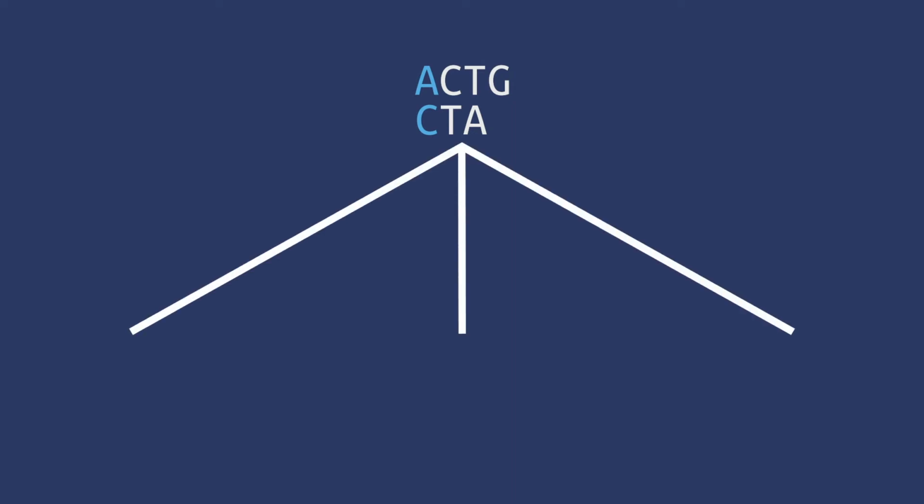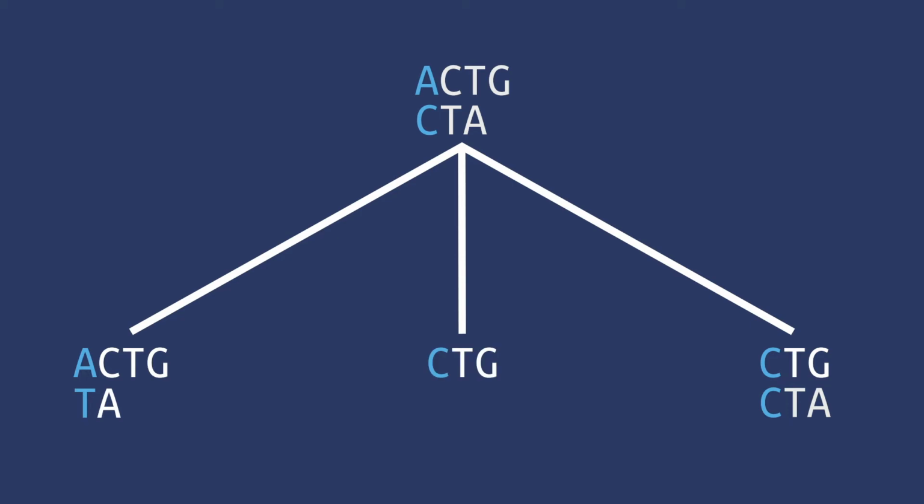For example, given the two sequences ACTG and CTA, we first look at the A in ACTG and the C in CTA. We have three options, so that branches off into three paths. If we add a gap to ACTG, then we are looking to compare sequences ACTG and TA. If we add a gap to CTA, then we are looking to compare CTG and CTA. And if we attempt to align a mismatch, we are looking to compare CTG and TA.